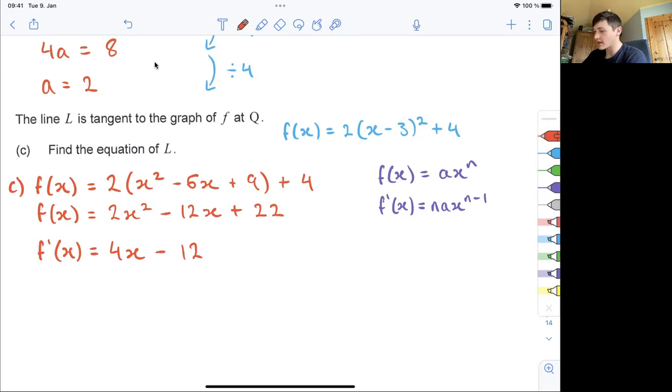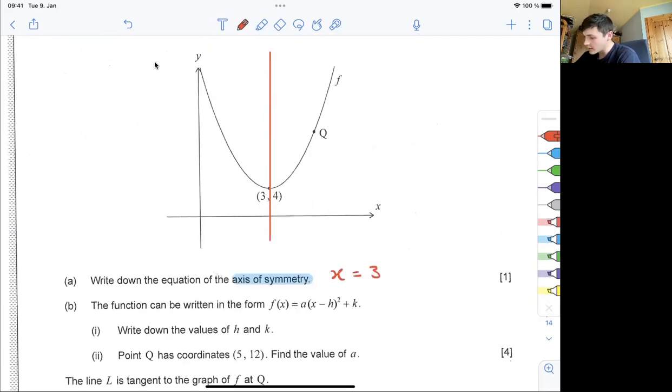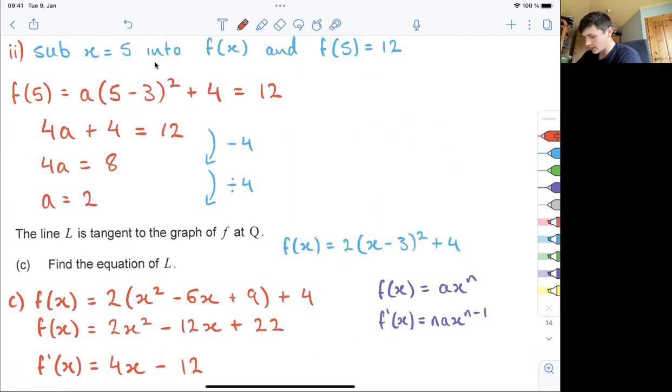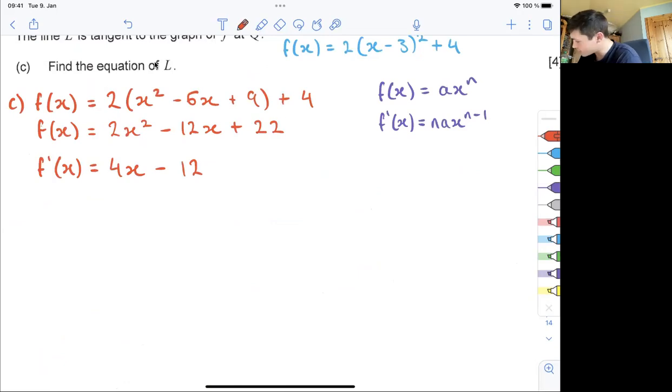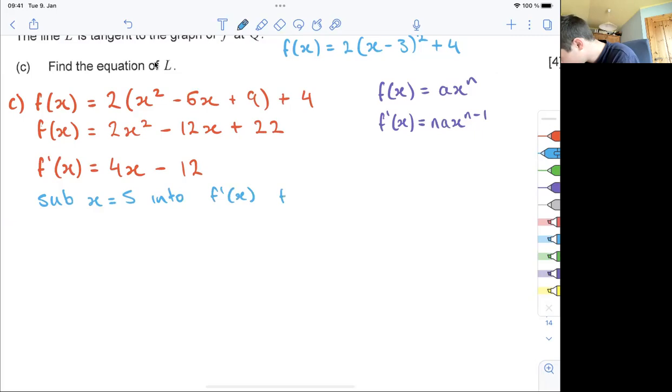And then that's going to give us the gradient at this point up here, which is a relatively steep gradient. And we'll see that the gradient that we find is going to be relatively steep as well. Okay, so let's substitute x is equal to 5 into f dash x to find the gradient of our line L, which I'm just going to represent as mL.